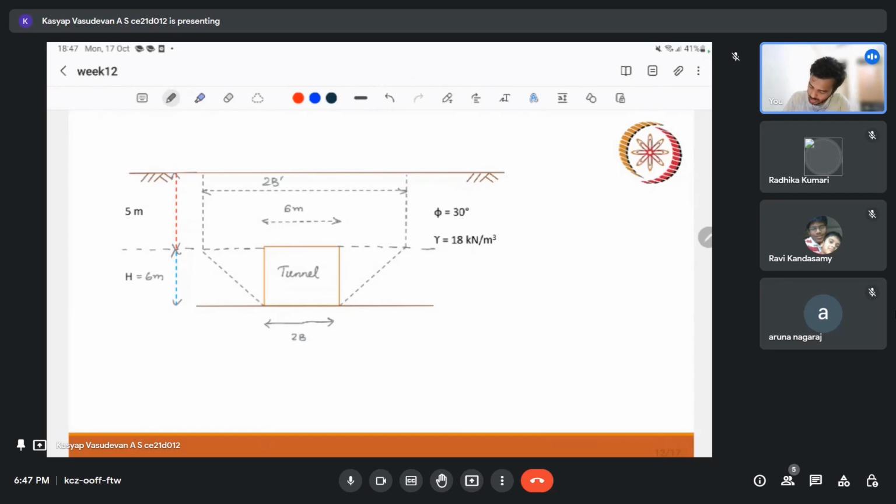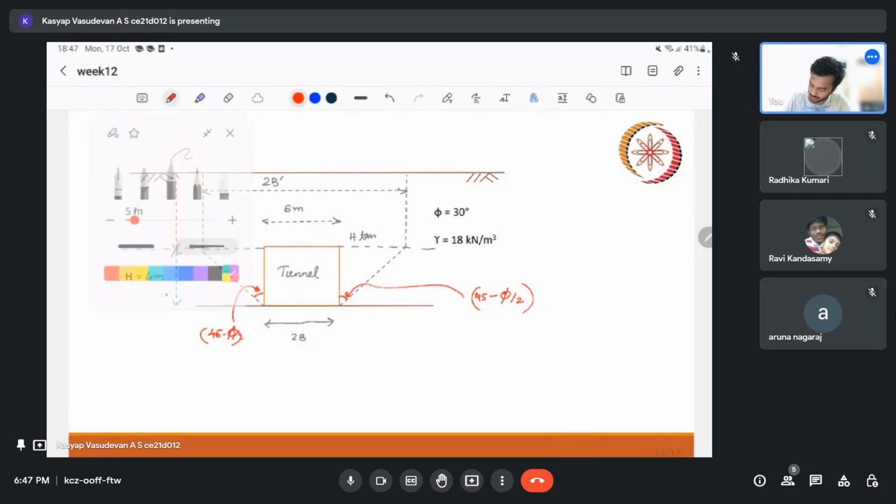So if I say this is 2b dash, I can write this as h into tan of this angle. This angle is nothing but 45 minus phi by 2. Since it is failing in an active failure case, it will be 45 minus phi by 2 on both the sides. Here also it is 45 minus phi by 2. I can write it as, here also h tan 45 minus phi by 2. Here also h tan 45 minus phi by 2.